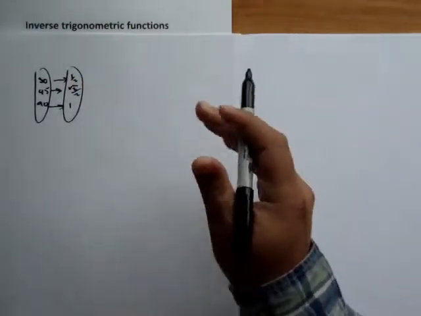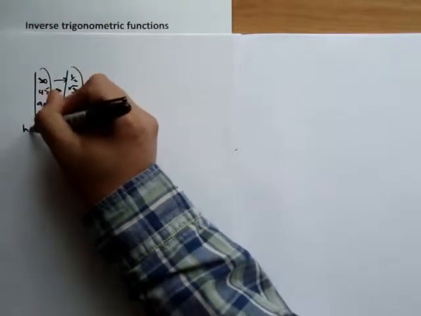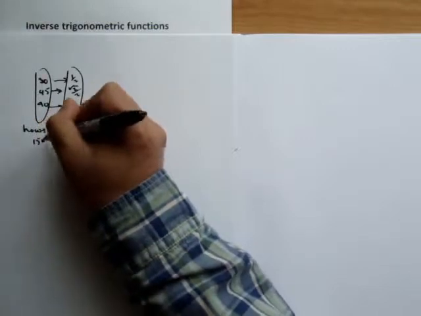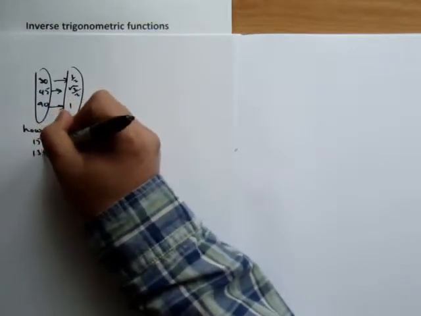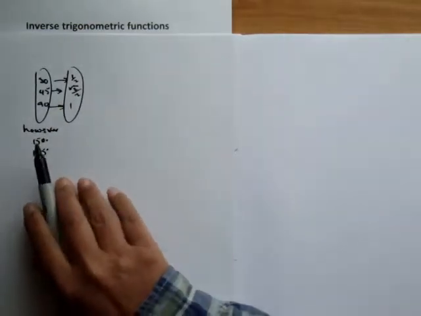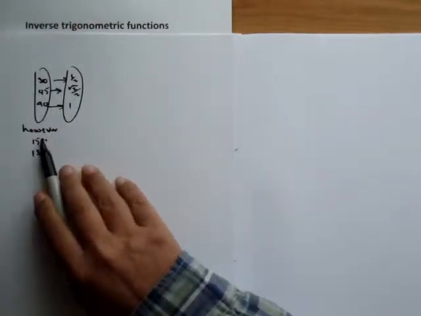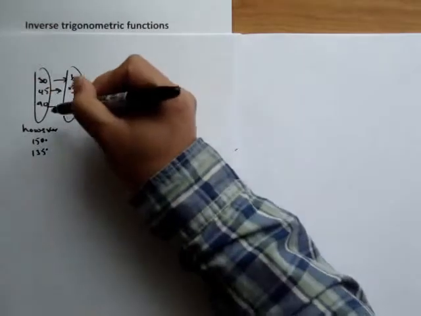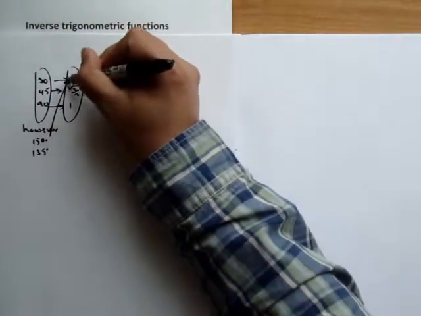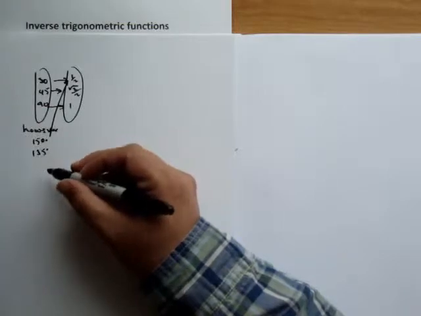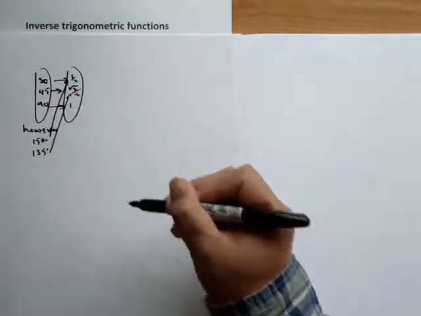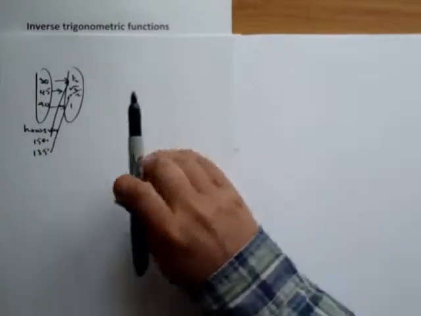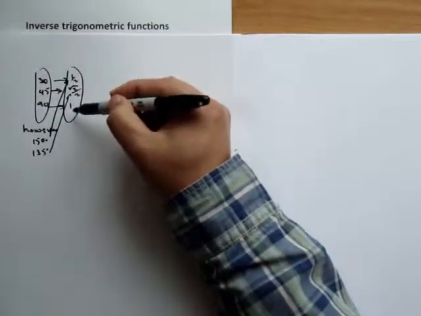That's a function. However, if we have 150 degrees and say 135 degrees, 150 degrees is 180 minus 30, so that would also map onto the half. With 135, that would map onto the 45. So here we have some other values which also map onto the same elements in this.